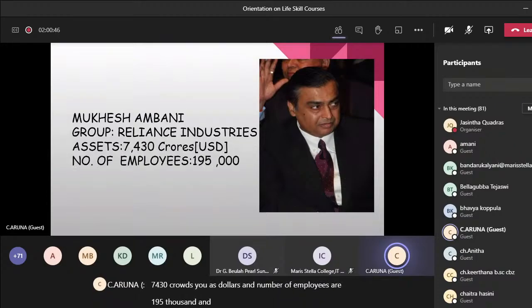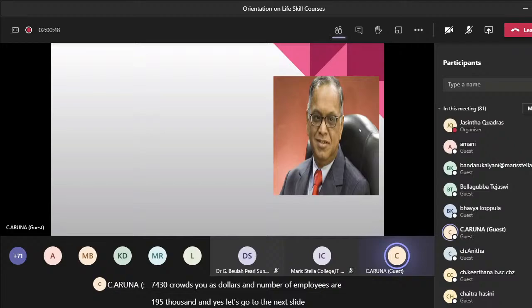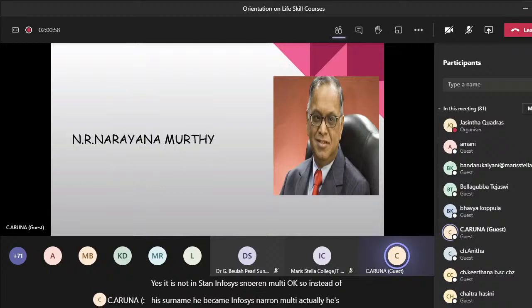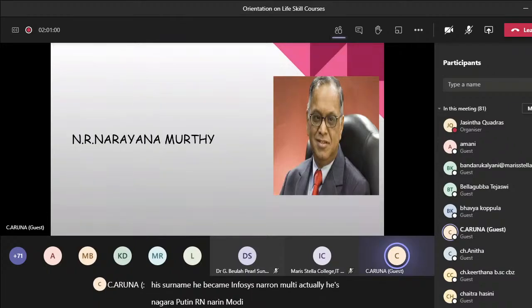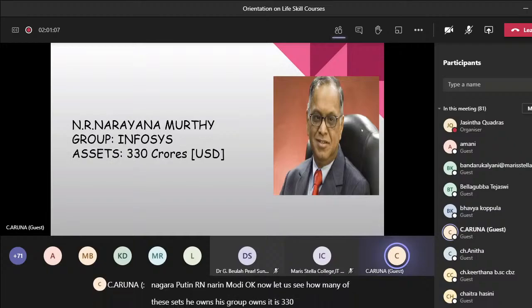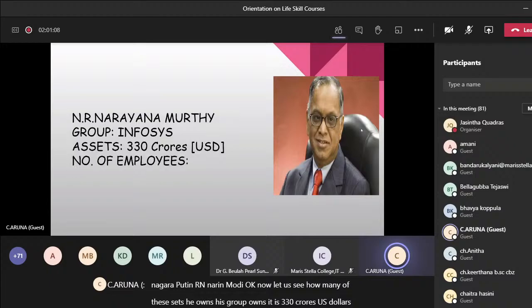And yes, let us go to the next slide. Yes, it is none other than Infosys Narayana Murthy. See, instead of his surname, he became Infosys Narayana Murthy. Actually, he is Nagavarapu Narayana Murthy. Now let us see how many assets his group owns. It is 330 crores US dollars. Friends, this is an unimaginable figure.